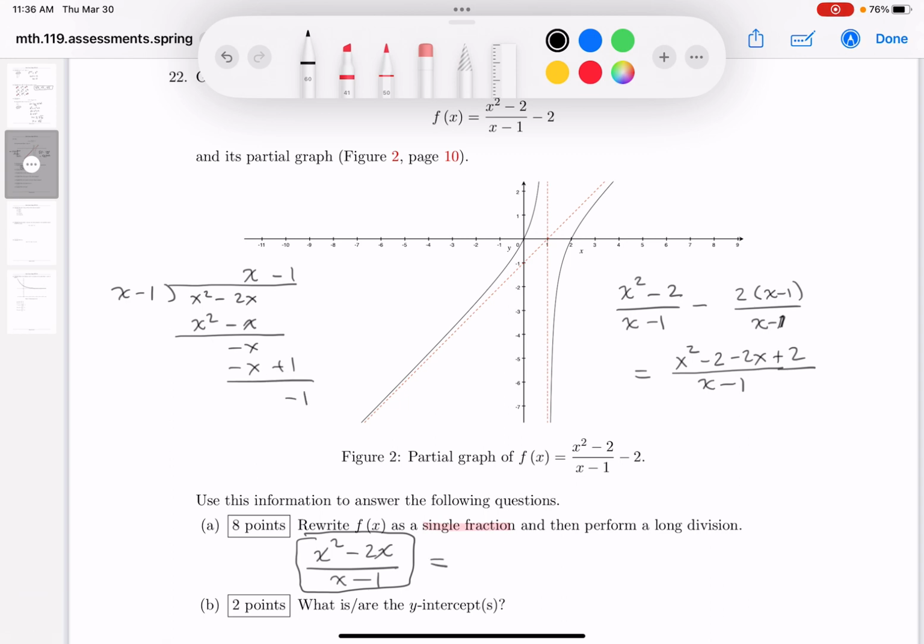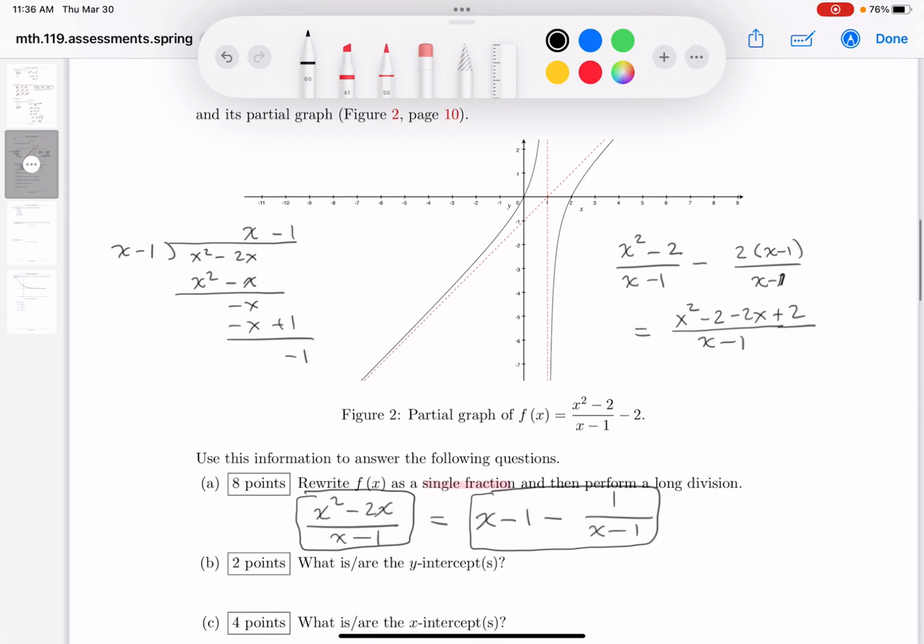So if I did the long division, what I found is x minus 1 minus 1 over x minus 1. There's my long division done. All right? So I did both.